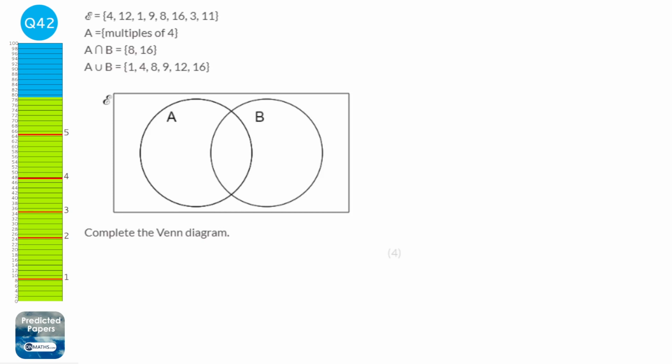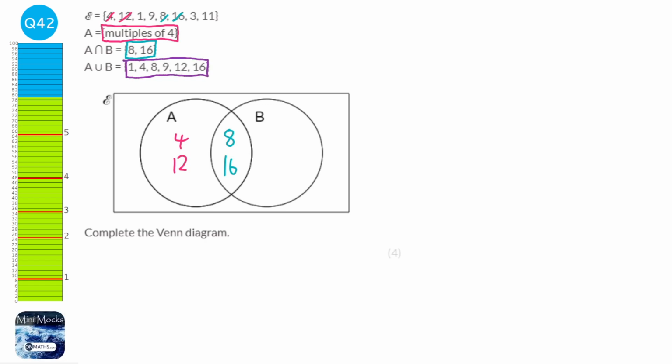We're going to start by focusing on the A and B, which is 8 and 16, so in the middle is going to be 8 and 16. The next thing we're going to focus on is the fact that A is all the multiples of 4. Now 8 and 16 have both already been taken because they're in the middle. So the remaining multiples of 4 are the 4 there and the 12 there. So the next ones I'm going to focus on is the A or B.